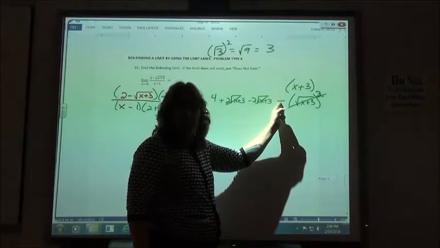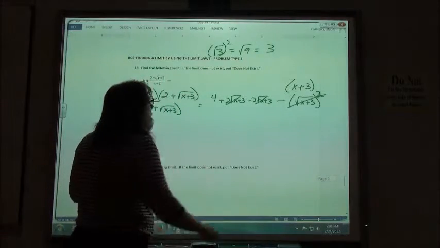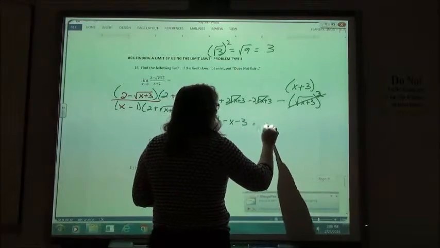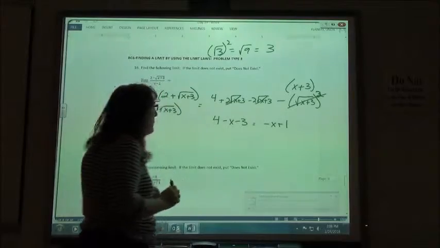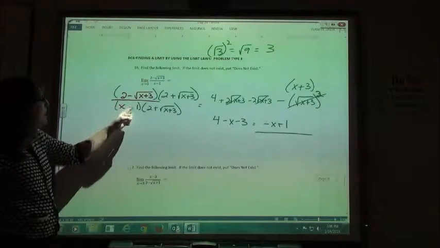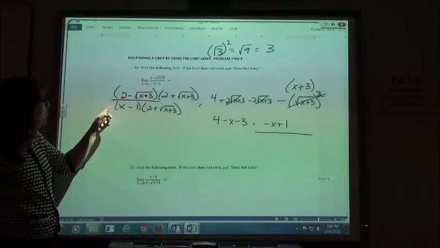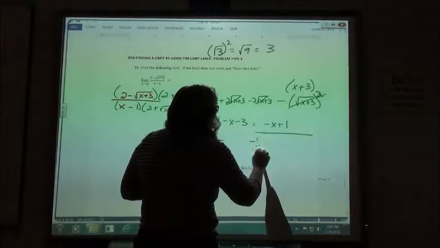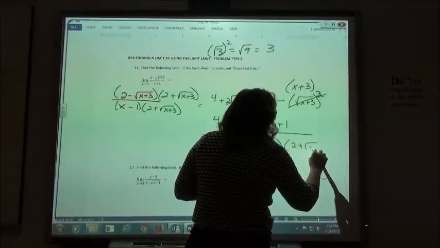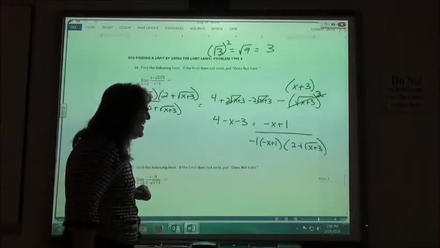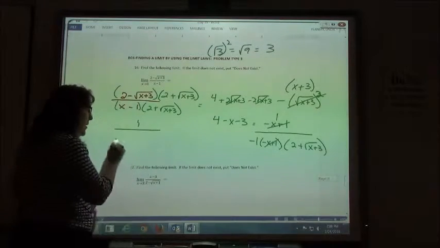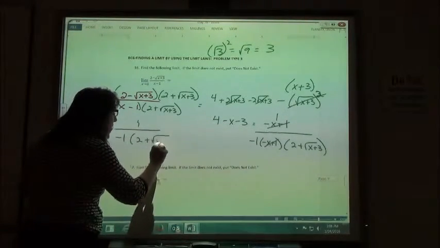I do need the parentheses because there's a minus sign in front of that, and I have to use my distributive property. So I'm going to get 4 minus x minus 3, which gives me negative x plus 1 on top. Now if I notice here, I have x minus 1. So in order to cancel that out, I could factor out a negative 1. So I'm going to have a negative 1 times negative x plus 1. And then I'm going to have my 2 plus the square root of x plus 3. Lovely. So here I'm going to be able to cancel this with this, putting a 1 on top. So I have 1 over negative 1 times 2 plus the square root of x plus 3.